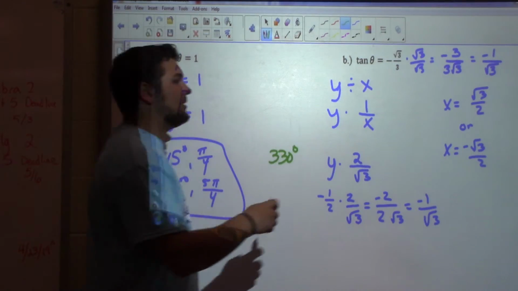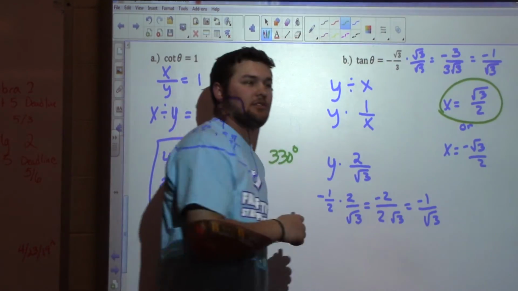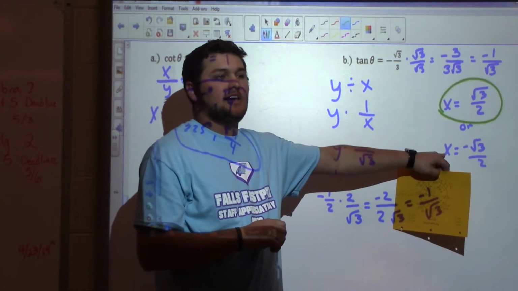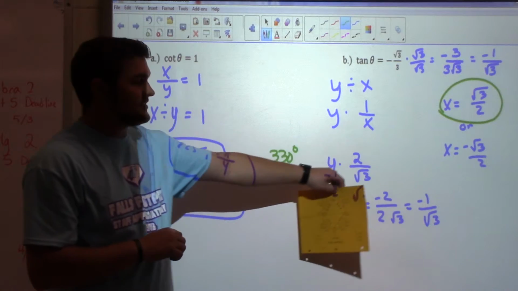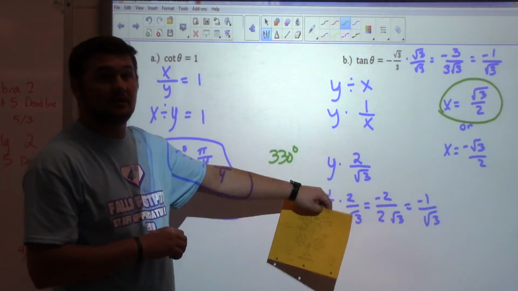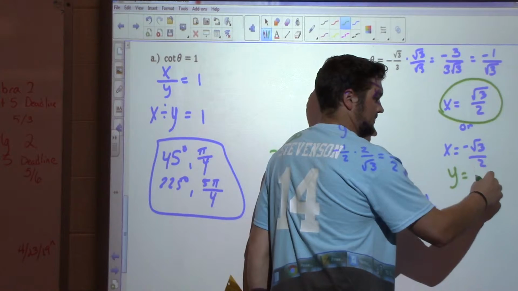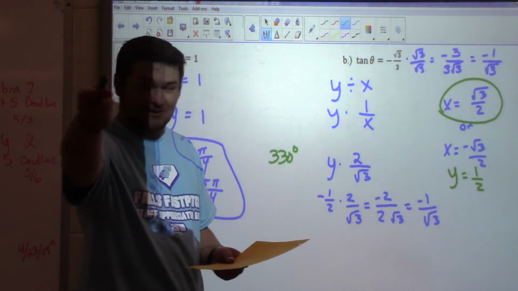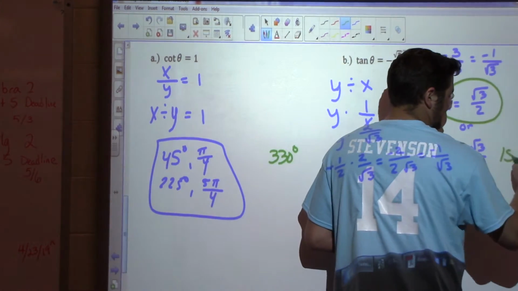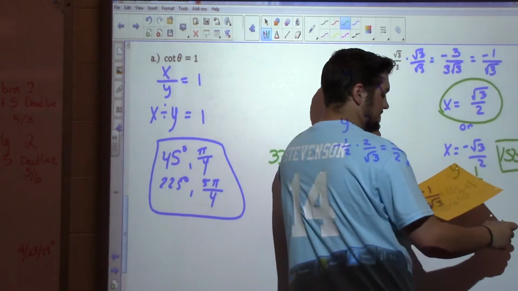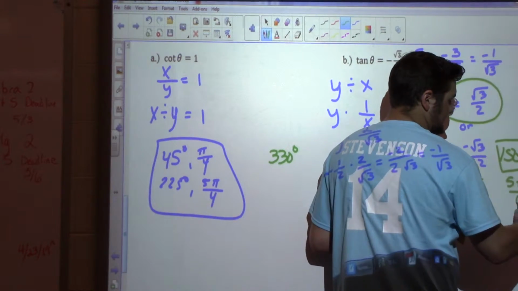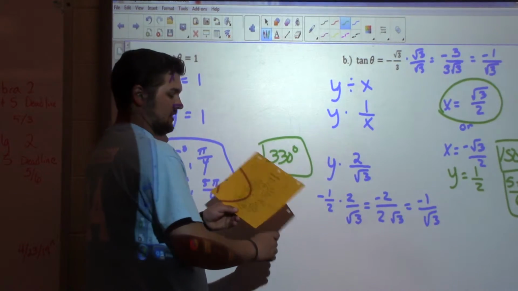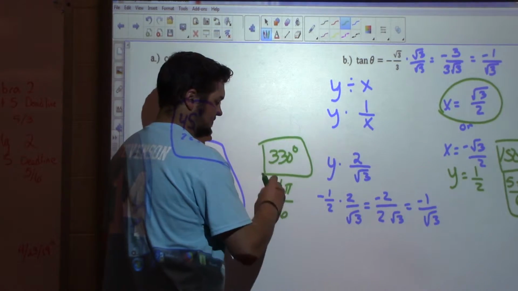Then our other options, so that was this one. That was x being positive square root of 3 over 2. Okay? With x being negative square root of 3 over 2, then instead of y being negative 1/2, it's going to be positive 1/2. Well, where does that happen? 150 degrees. So at 150 degrees, 5 pi over 6, and 330 degrees, 11 pi over 6.